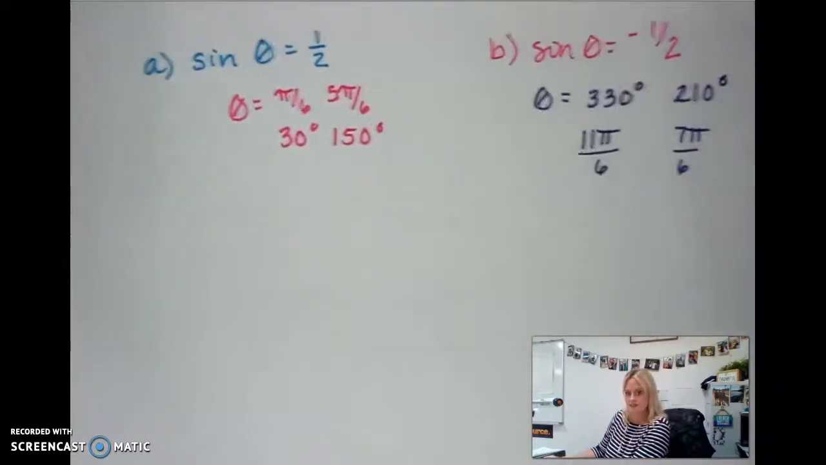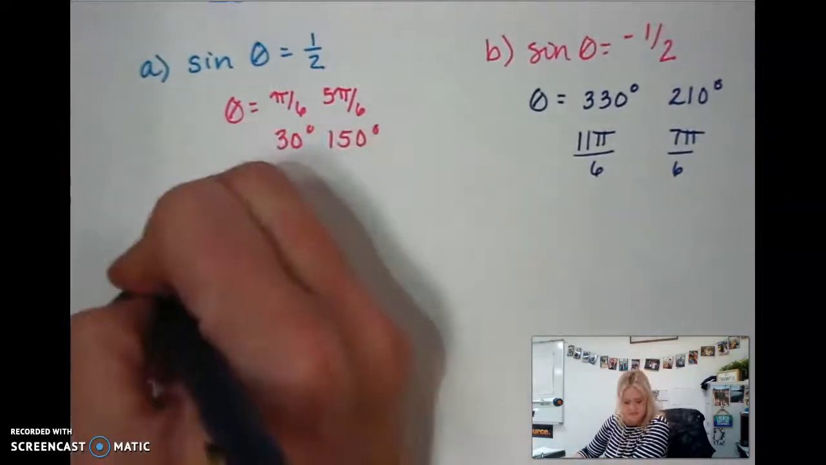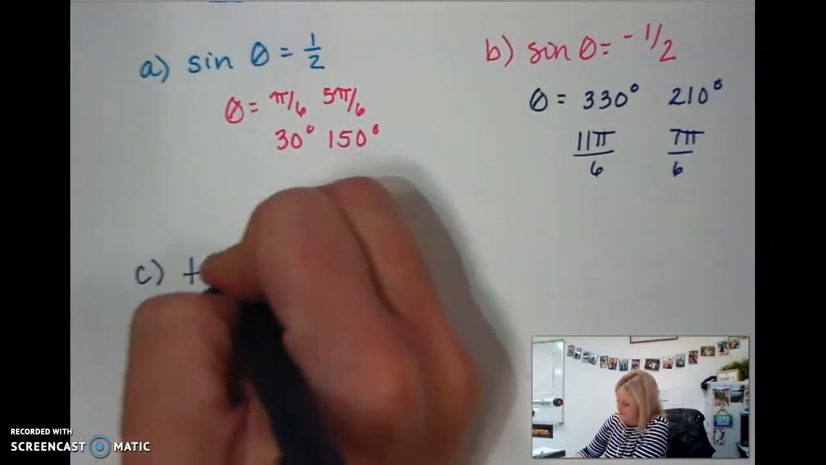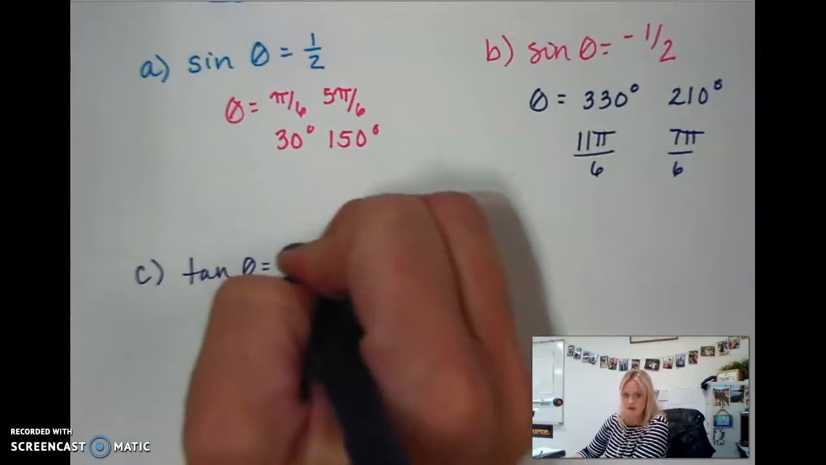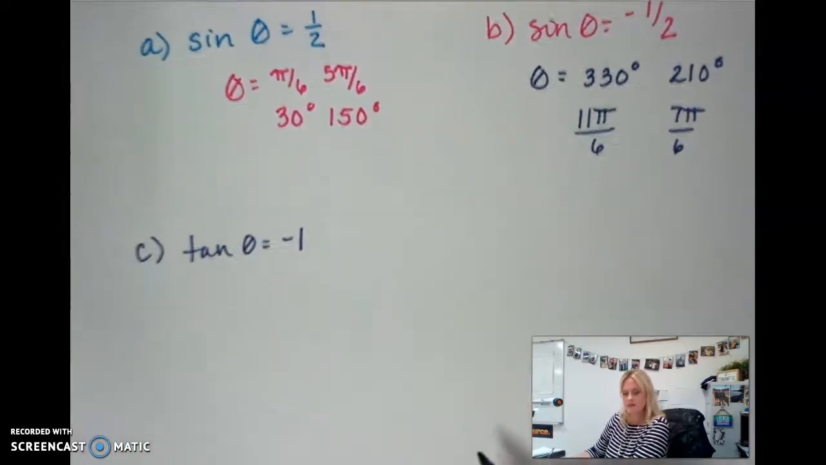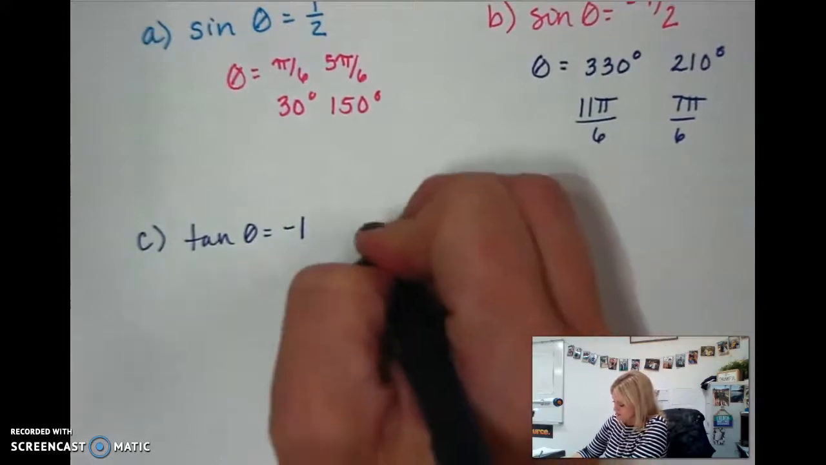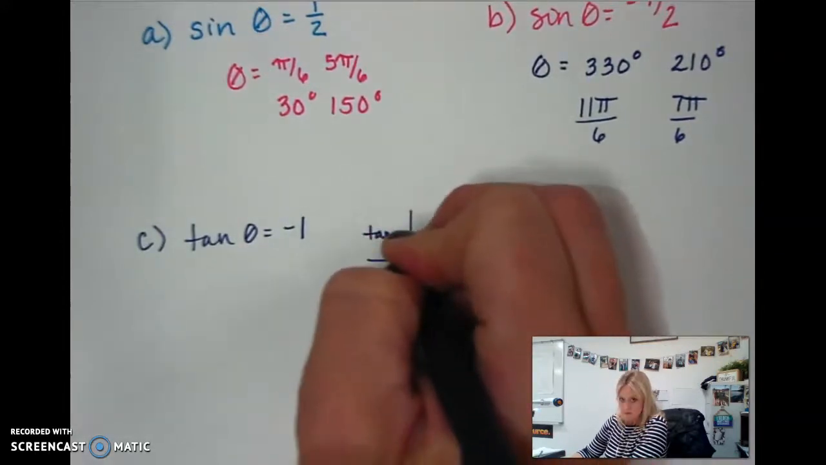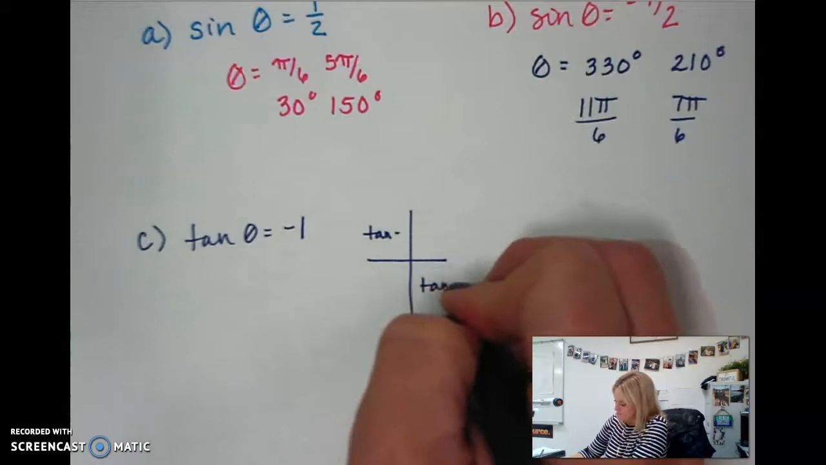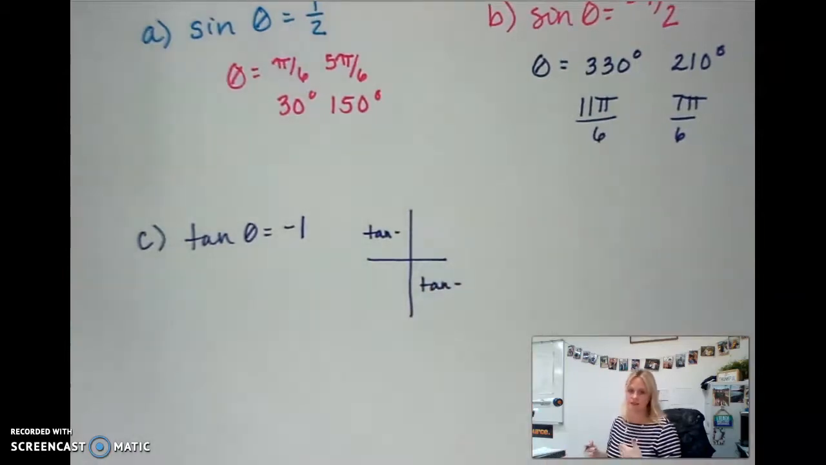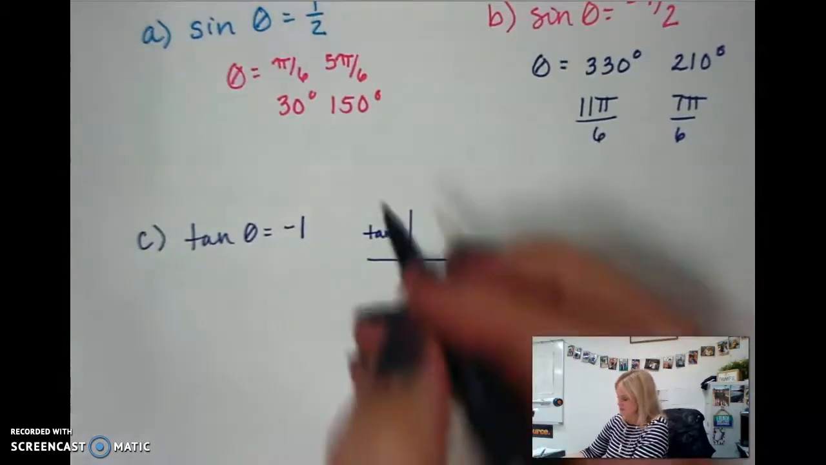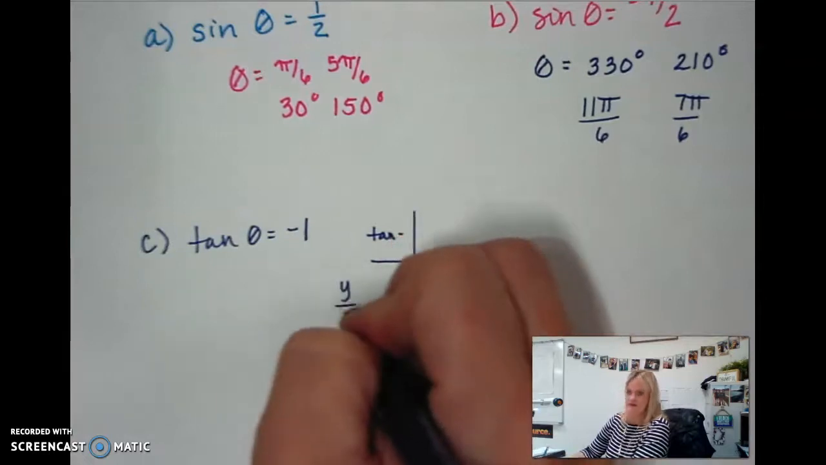Let's take it a step further. When is tangent of theta equal to negative 1? Now, what do you know about tangent when it's negative? Tangent is negative in quadrants 2 and 4. So that's where you should be looking on your unit circle. Also remember tangent is y over x.